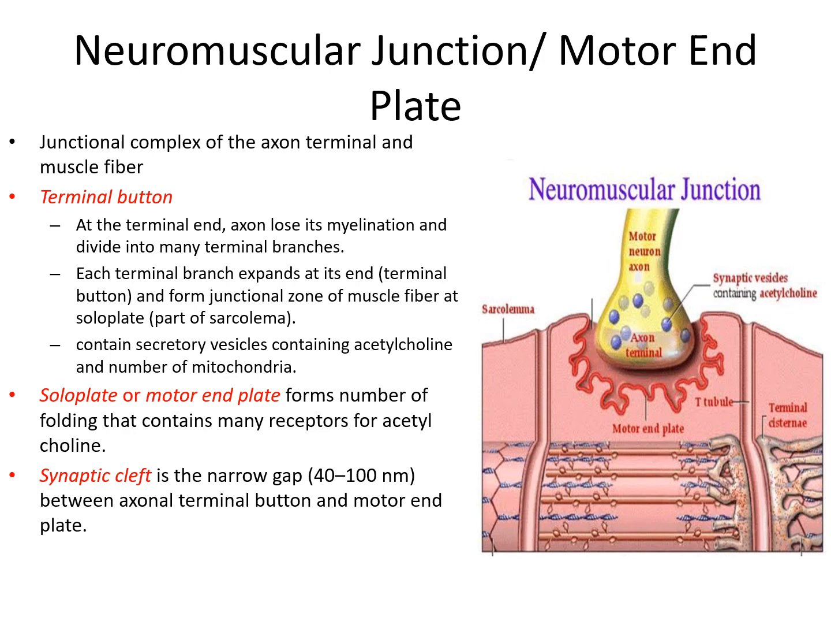On the other hand we have the motor end plate or sole plate. It forms a number of foldings that contain receptors for acetylcholine. So this is the side of the muscle where acetylcholine receptors are, and in between the axon terminal and the motor end plate of a muscle there is the synaptic cleft. It is a gap of about 40 to 100 nanometer between the axonal nerve terminal and the motor end plate of a muscle.